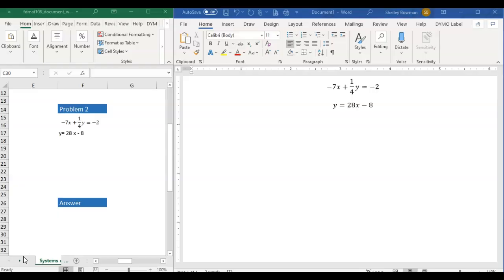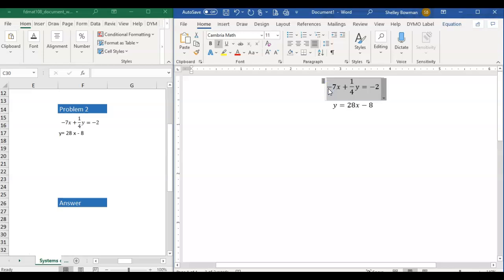On this one, because the second equation is already solved for y, I'm not going to do the elimination method because some of the work's already been done for me. However, I still have a fraction up here, and as many of you have noticed, sometimes it's not as nice to work with a fraction. So what I'm going to do is take this equation and get rid of the fraction by multiplying the entire equation by the least common denominator.